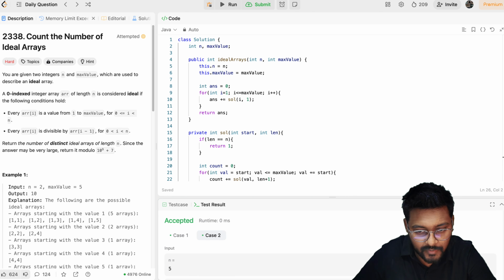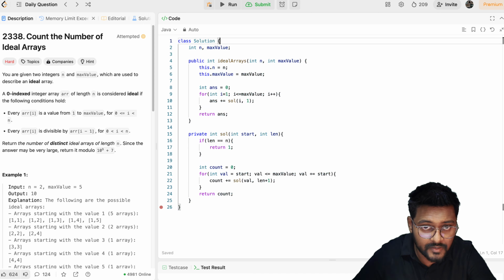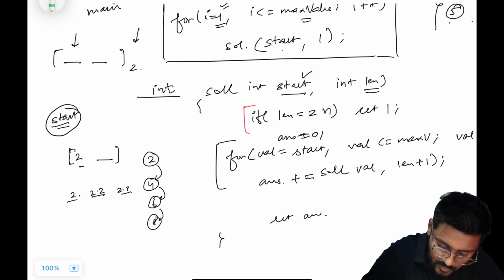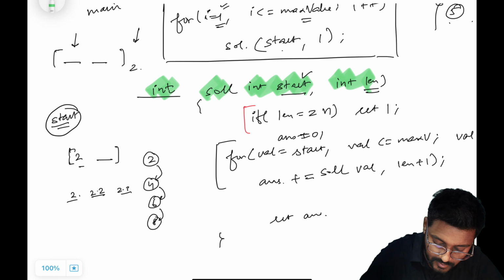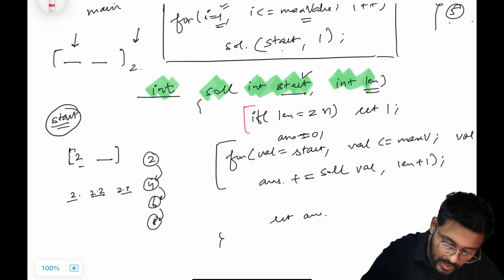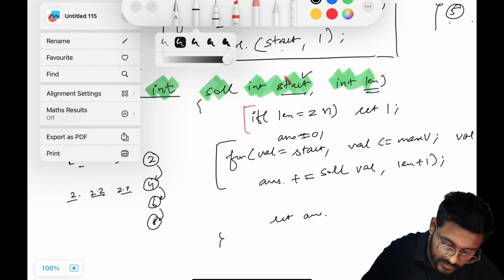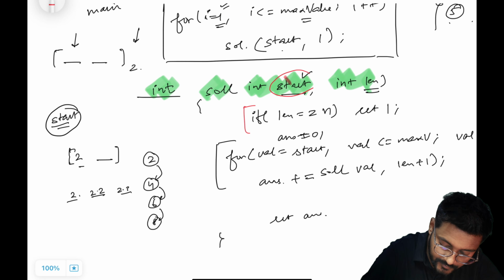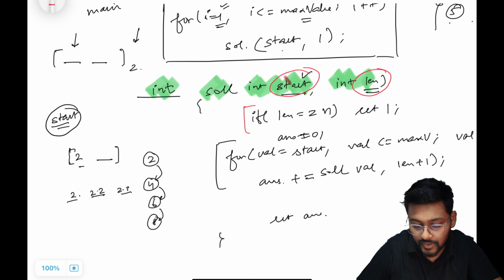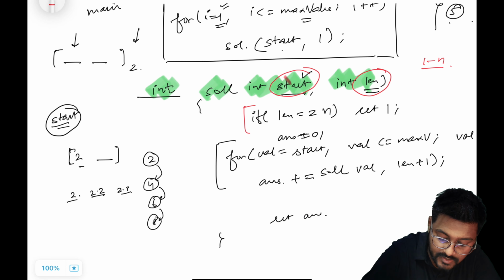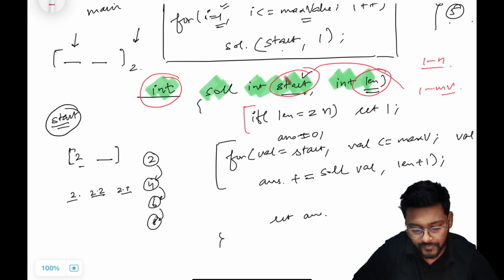This is working fine on sample test cases, but still in this recursion there is some scope of improvement, and in this solution call I can memorize over these two values, start and length. Now let's see how we can do it. As we saw, this helper function I'm going to call with two parameters. The first one is the starting value, and the second is the length value. The length value will go from 1 to n, and the starting value will go from 1 to max value, and this is going to return me the integer.